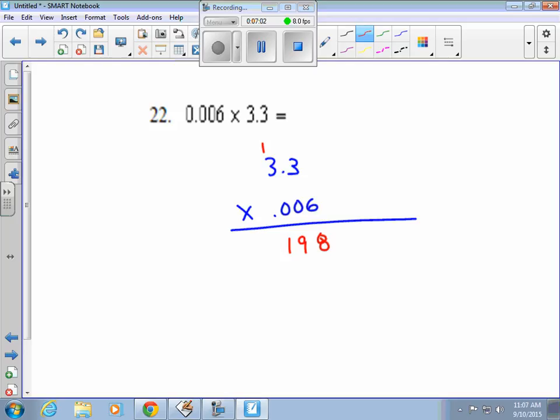What you do need to do, though, is count how many times the decimal has to move. It has to move once for this one, and it has to move 2, 3, 4 times total with that one. So from here, it's going to move once, twice, 3 times, and we have to go one more time, which means we have to add in a 0. So it's 0.0198.